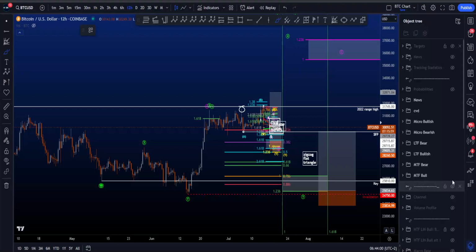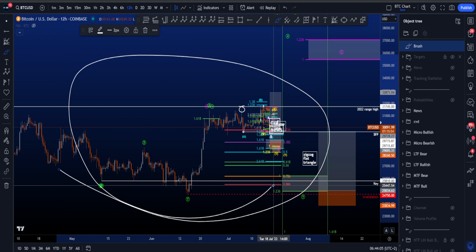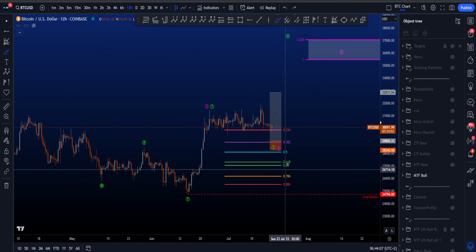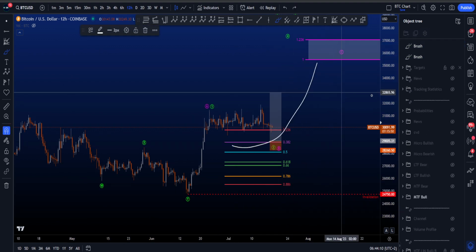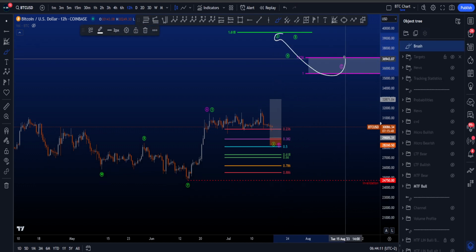Hi everyone, let's go over my medium time frame, low time frame and micro bullish and bearish Elliott Wave scenarios on Bitcoin. Starting with the medium time frame bullish scenario where we're still looking for a move to the upside either in a wave 3 or in a wave C.